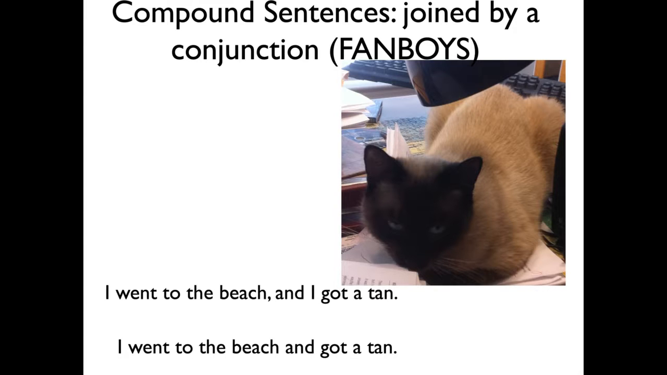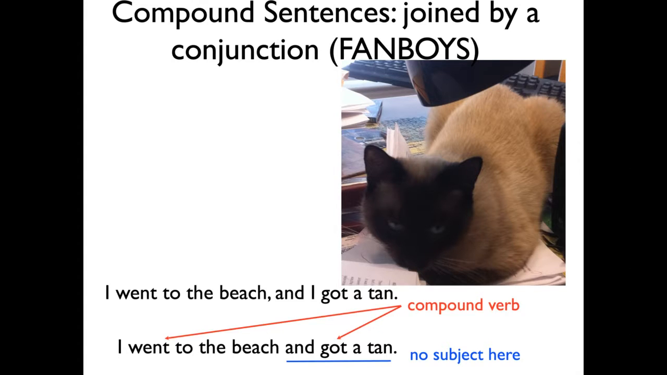The second one, I went to the beach and got a tan. There we go. There is no subject in the second part. Got a tan is not a complete sentence, so you do not use a comma. That is something called a compound verb in this case. Again, don't worry too much about this. I just want to point it out. There's that fanboy.